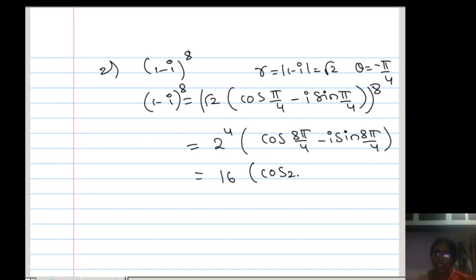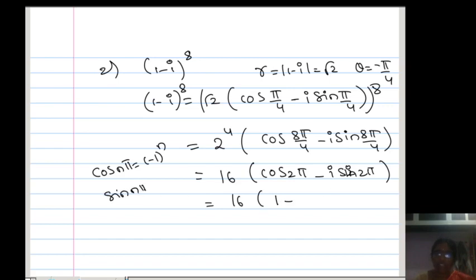Cos 2 pi minus i sin 2 pi. Sin 2 pi is 0. What is the value of cos 2 pi? Cos n pi is equivalent to minus 1 whole power n, as you studied in the trigonometry chapter. If n is even, then plus 1. If n is odd, you have minus 1. Here n is even, so cos 2 pi is minus 1 whole square, so plus 1. So 16 into 1 minus, and sin n pi is always 0, whether n is even or odd. So it is 16 into 0. So your answer is 16. What's your answer in this problem? 16.